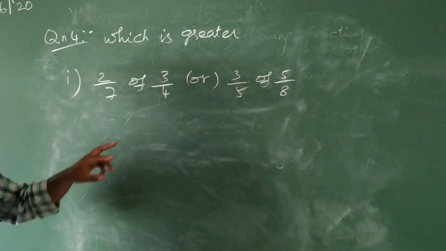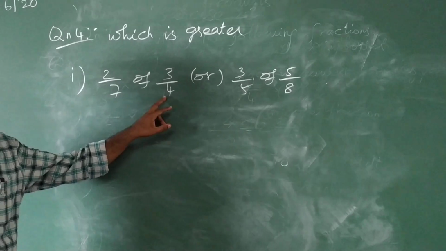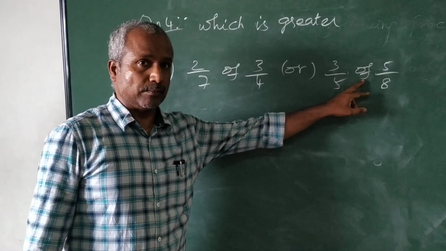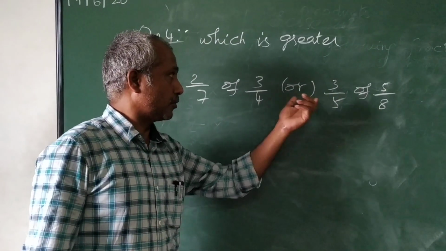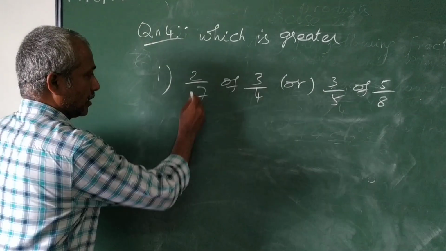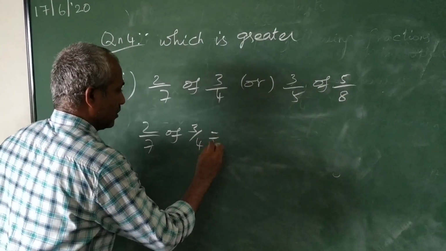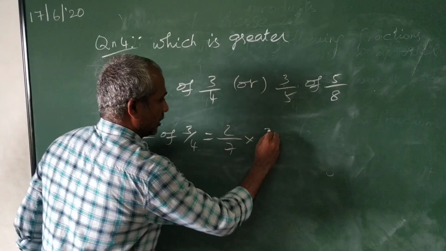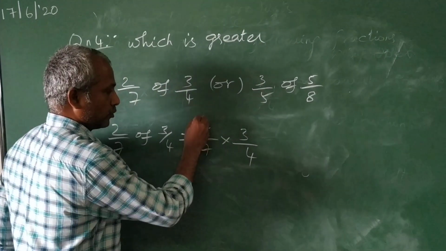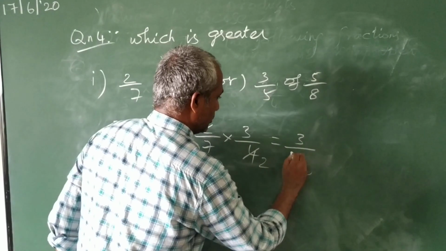I already told you, whenever the operator is 'of', we have to multiply those two numbers. Here also, we have to multiply those two. Among those two results, which is the greater value? That is our aim. First I am going to find out 2 by 7 of 3 by 4. 2 by 7 into 3 by 4. 1 2s are 2, 2 2s are 4. 1 into 3, 3, 7 into 2, 14.